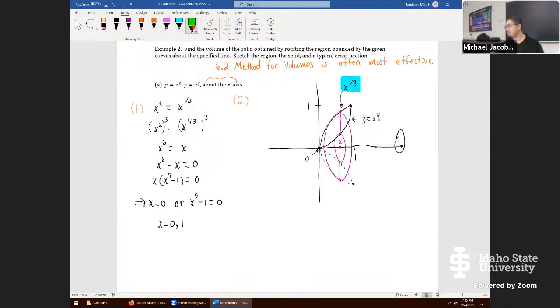Here's x power 1/3. Here's y equals x squared. Let me fix that second one. X power 1/3 works, but parallelism helps. Let me make it y equals, like the other one. And now here's our x right here.